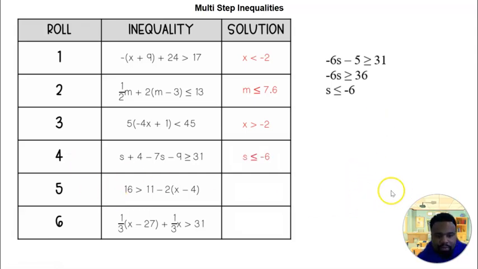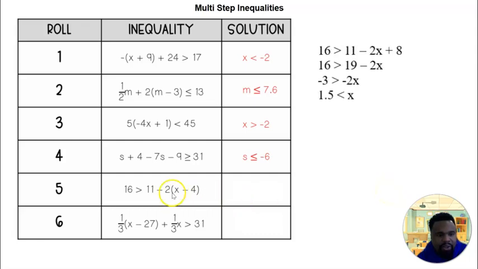And in this one, do we distribute the property? Negative 2 times x, negative 2x. Negative 2 times 4 is negative 8. All right. Then combine our like terms. 11 and 8 is 19. Subtract 19 on both sides, you get negative 3. And then if I divide both sides by negative 2, that's going to give you positive 1.5, but since I divide by a negative number, it flips. And so 1.5 is less than x, or if we read it right to left, x is greater than 1.5.